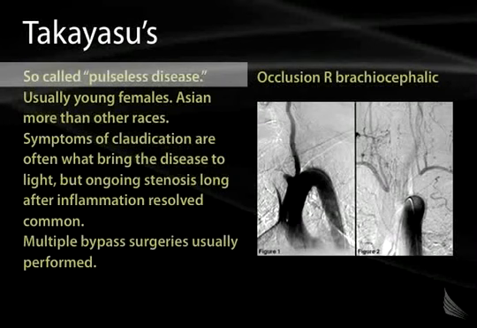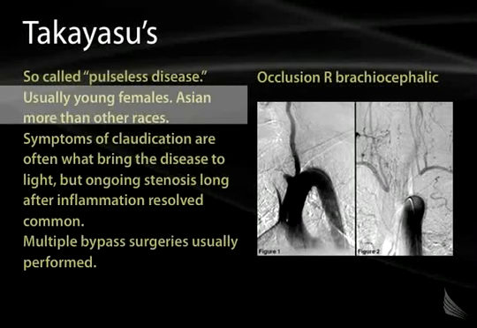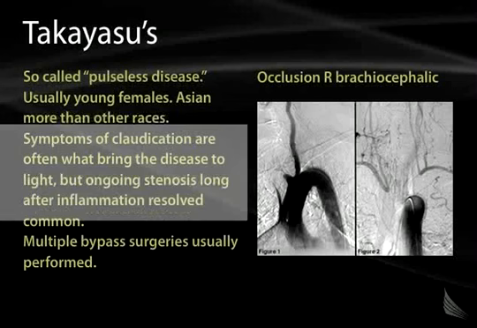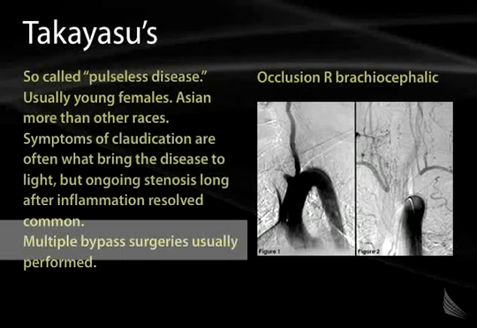Takayasu's disease, or the so-called pulseless disease, affects Asian females more than any other demographic. It is so called because there can be complete occlusion of the medium to large vessels, and these symptoms of claudication, including extremity pain with use and exercise, can bring the patient to clinical presentation, but the ongoing stenosis after the inflammation is resolved can be common. The treatment of Takayasu's arteritis is with bypass of the inflammatory lesion in the artery, and there are usually multiple bypass procedures which can be performed.